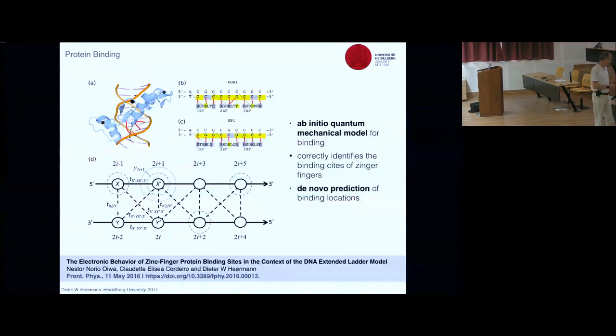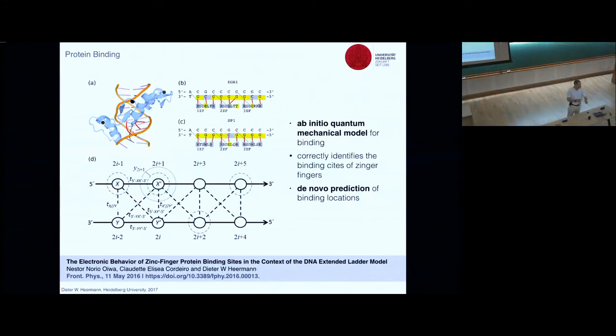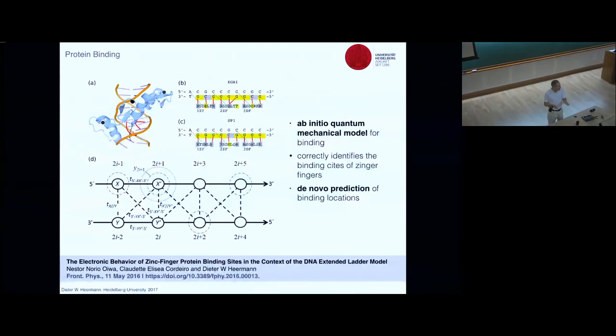Because we want to predict exactly where CTCF is binding. And for this, we need these quantum mechanical models, to look at the electronic structure and see, are there any signatures in the DNA sequence which point to the fact that CTCF is binding. Yeah, but here we just look at the electronic signature for binding. Not the electrostatics then.